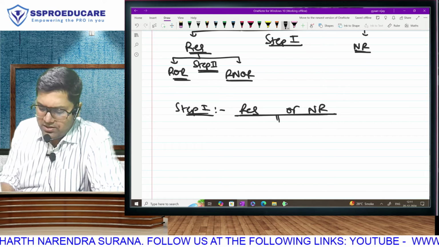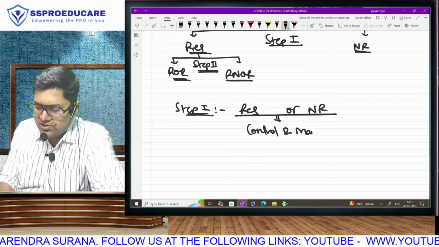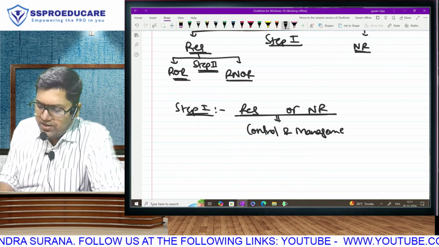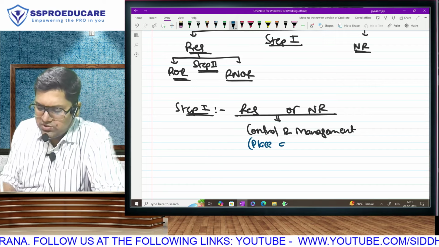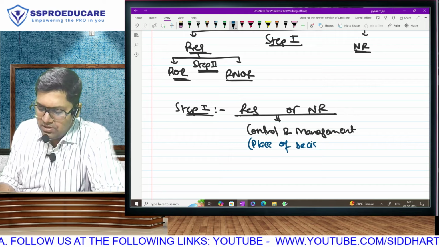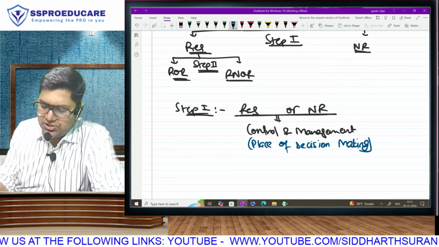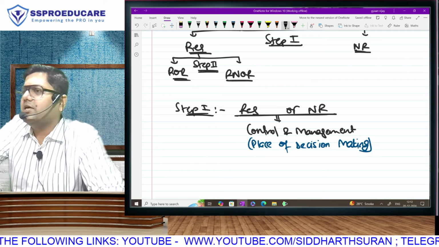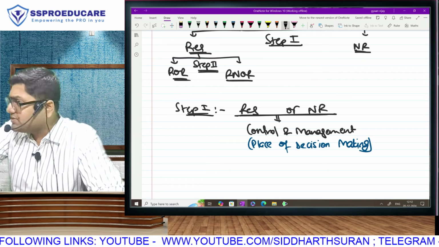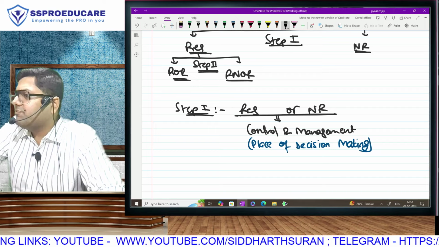We are going to check the control and management of this HUF. We are going to check basically what is the place of decision making? Where are the management decisions, the business decisions, the day-to-day decisions of this HUF taken? We can't check physical presence, please understand, because HUF is an artificial person.